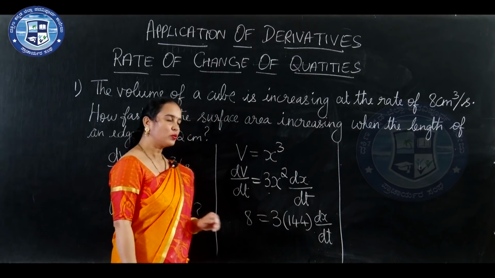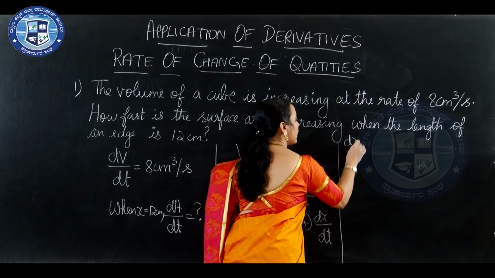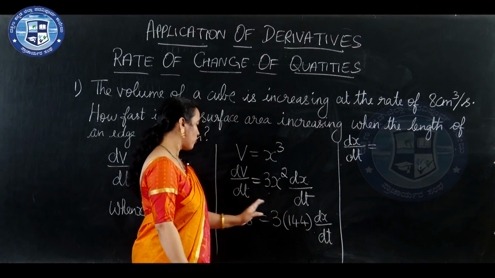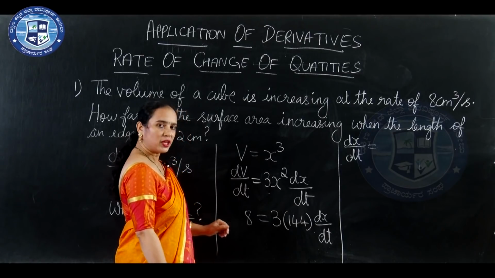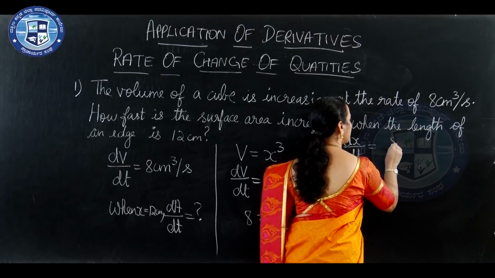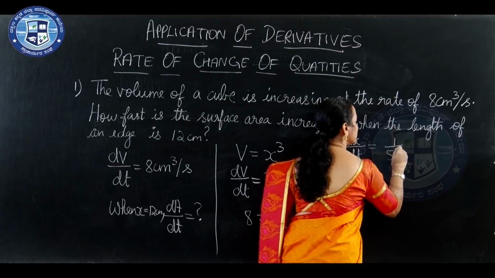Calculate and find out dx by dt. So, dx by dt is equal to 3 into 144. You take it to the left hand side. So, when you simplify, you will be getting 1 by 54.